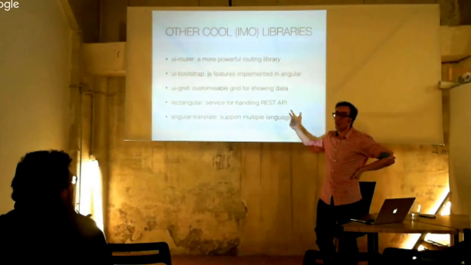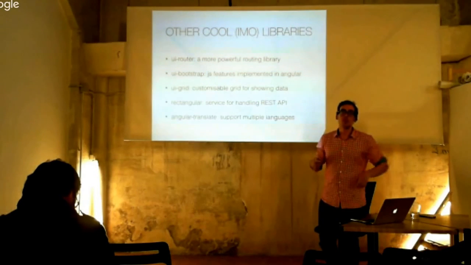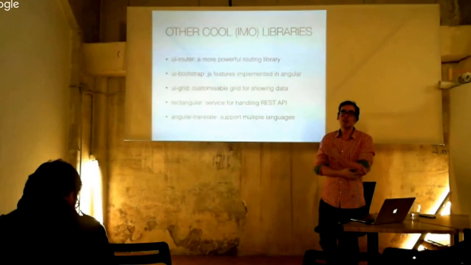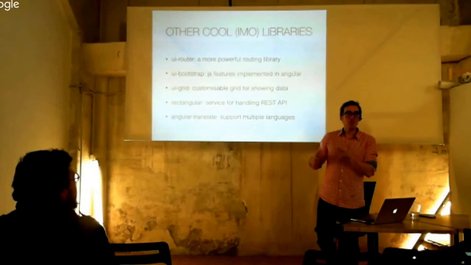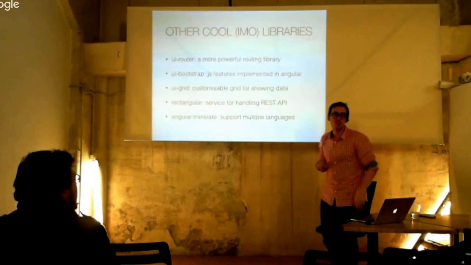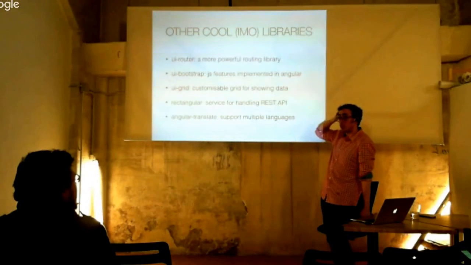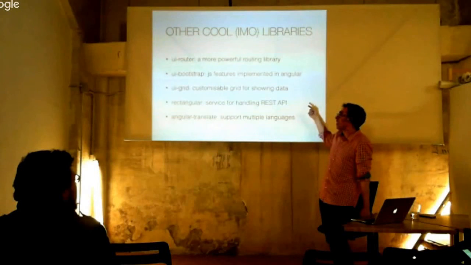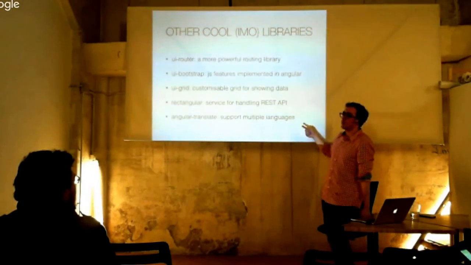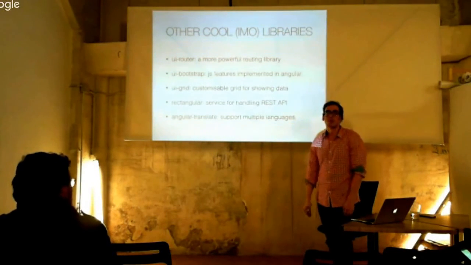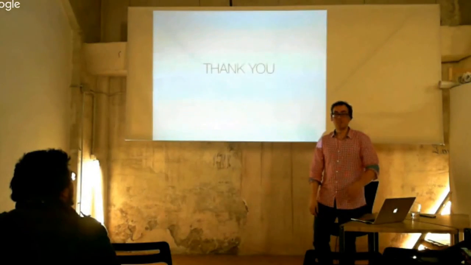Restangular is a service for handling REST APIs. If you're dealing a lot with REST APIs or even multiple REST APIs, Restangular makes it very, very easy to make requests and subsequent requests with the objects that you get back. Basically, if your application does a lot of requests, consider having a look at this. And Angular Translate is also very cool if you need your application to be in multiple languages. So yeah, that's it for today. Thank you.